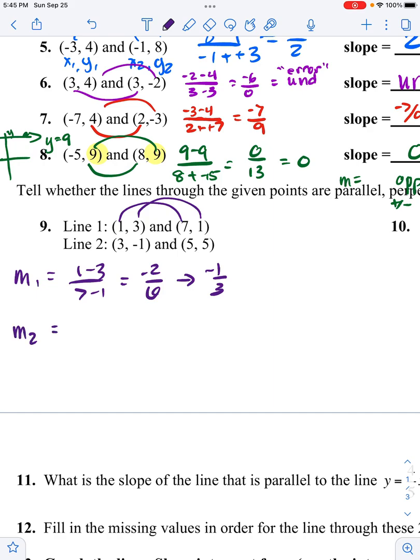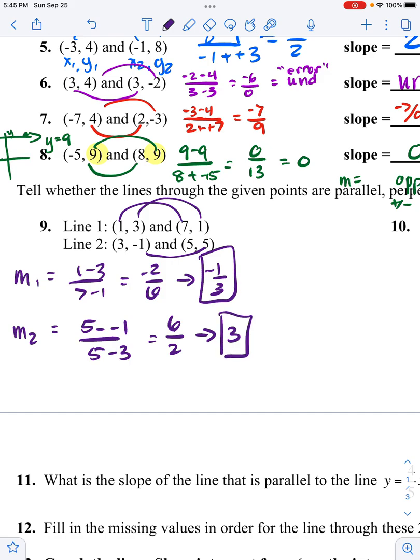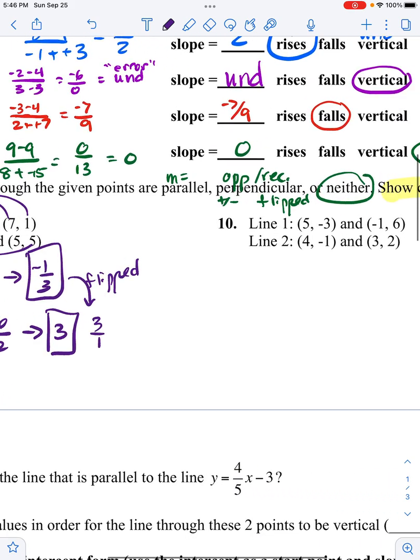In the second one, I'm going to have y2 minus y1 over x2 minus x1. I end up with 6 over 2, which reduces to 3. So I'm comparing. They're obviously not the same, but they are opposite reciprocals because one's positive, one's negative, and 3 is the same as 3 over 1, which means it's the flipped version of 1 over 3. So they're opposite reciprocals, and therefore those two lines are perpendicular.